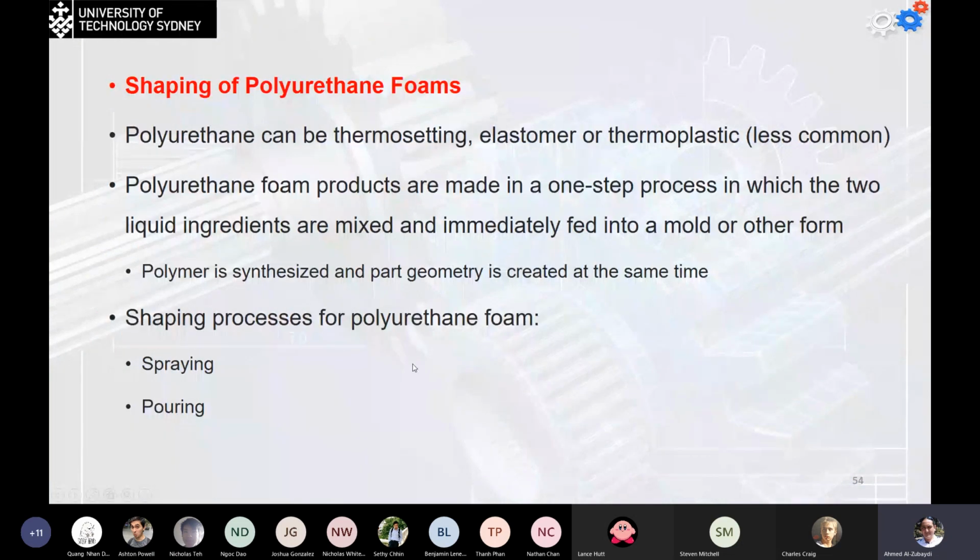The shaping of polyurethane foams can be thermoset, and the thermoplastic elastomers are less common. The foam itself is probably made in a one-step process in which two liquids are mixed together and immediately fed into the mold or other forms. The polymer is synthesized and the foam is created at the same time. The shaping can be done by spraying or by a pouring process.